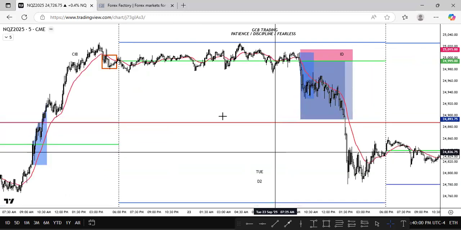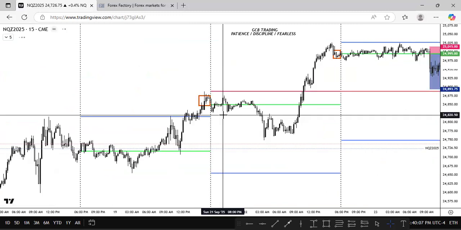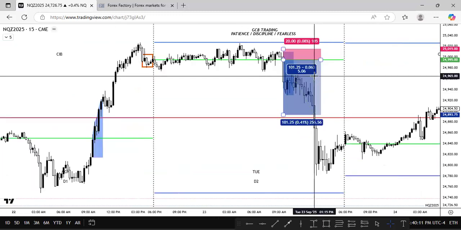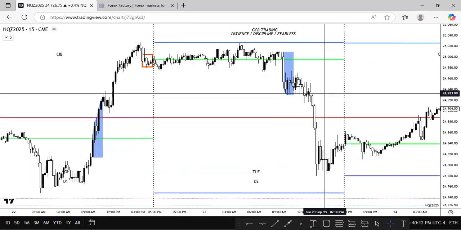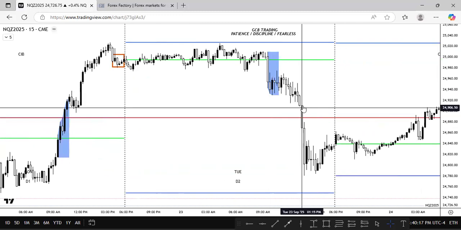Now, if you wanted to wait until after 12:30, you could have done that as well. Let's go back to the 15-minute time frame. If you wanted to wait until after 12:30, after they came back from lunch, after all the news and everything was over, you had an entry, guys. You had an entry at 1:15.